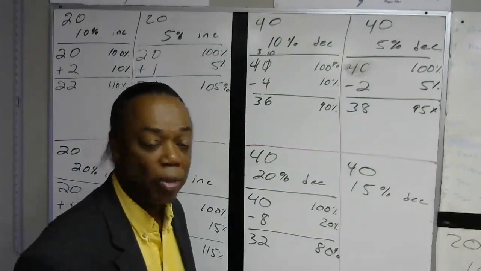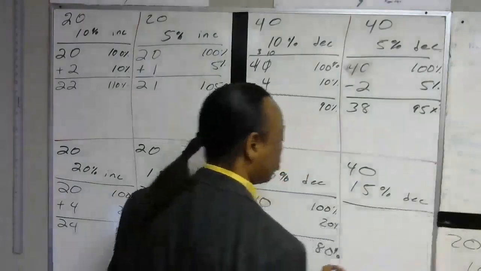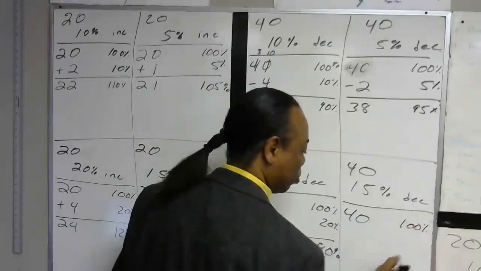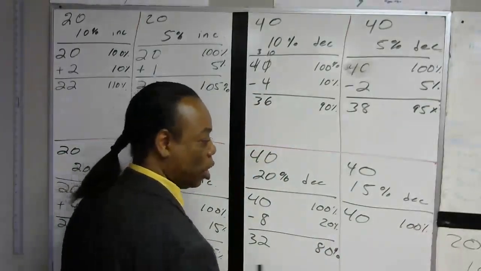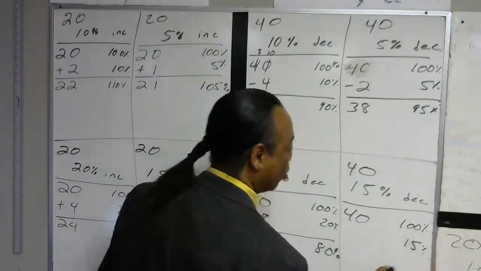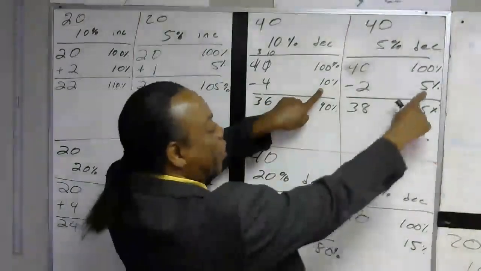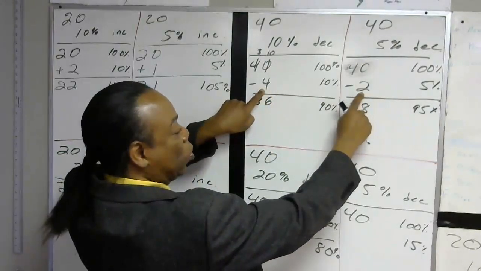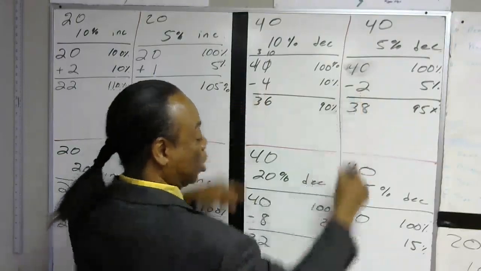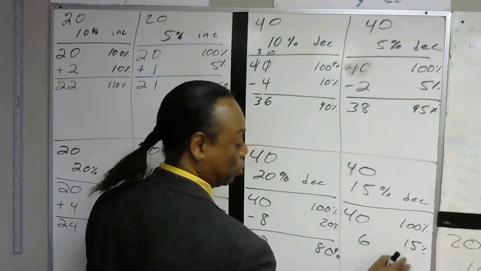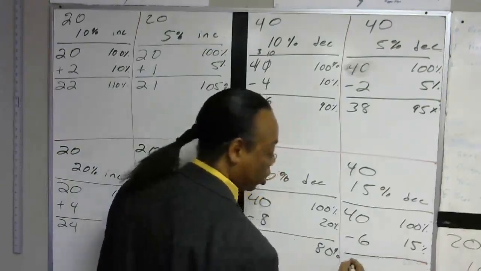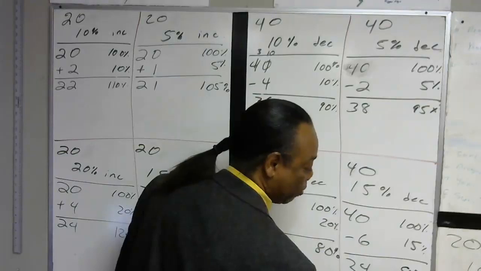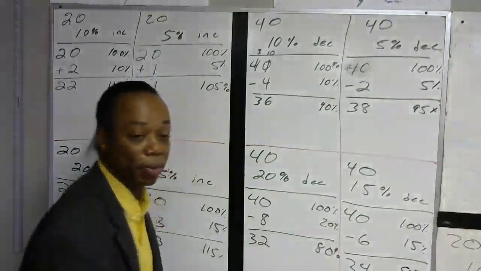Lastly, 15%. Okay, 40 represents 100% of the original. 15% can be found by looking at the 10 and the 5%. The 10% is 4, the 5% is 2. So when we combine these two, we get 6. 6 will represent 15%. So when we subtract that, we'll get 34, which represents 85% of the original 40.